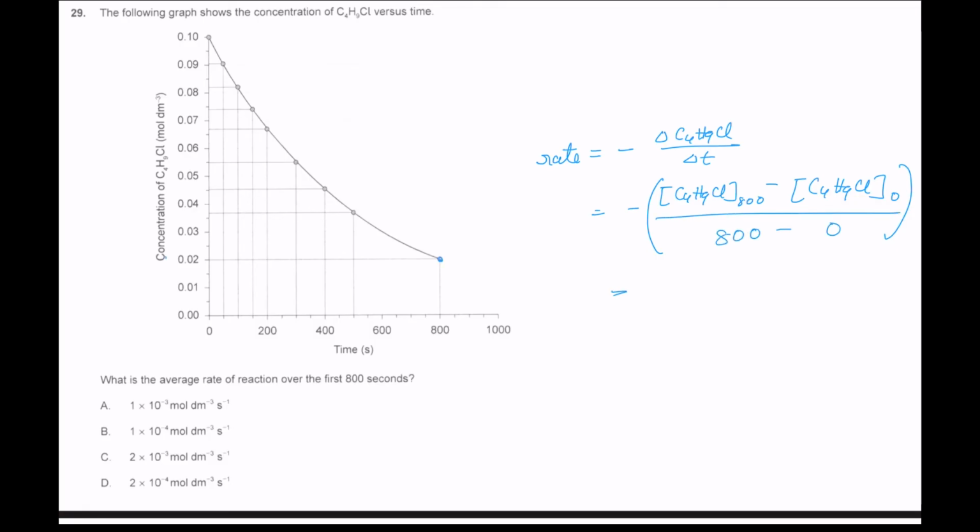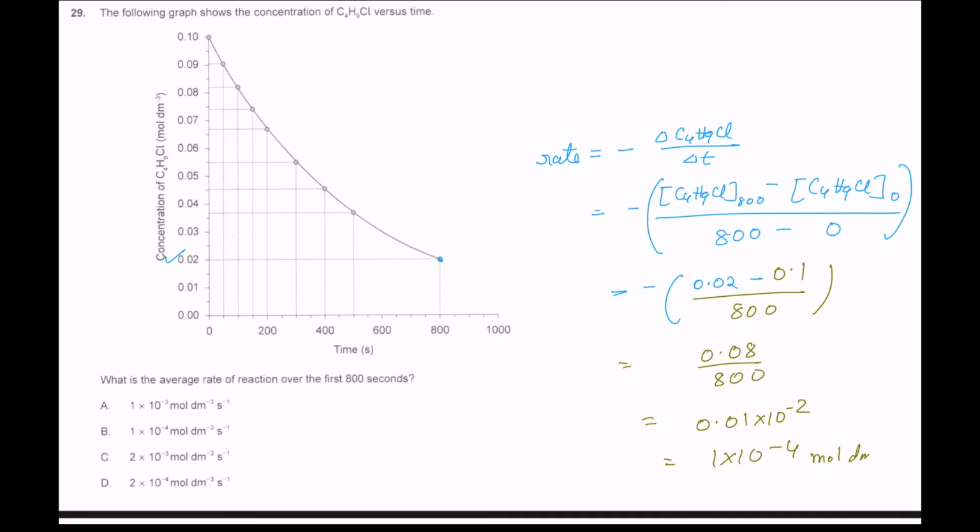So this one, the concentration is 0.02. The concentration of C4H9Cl at 800 seconds is 0.02. The concentration of this at 0 seconds is 0.1, divided by 800. So this will be 0.08 by 800. So 0.01 times 10 to the power of minus 2. So 1 times 10 to the power of minus 4. This will be the answer. So, which is option B.